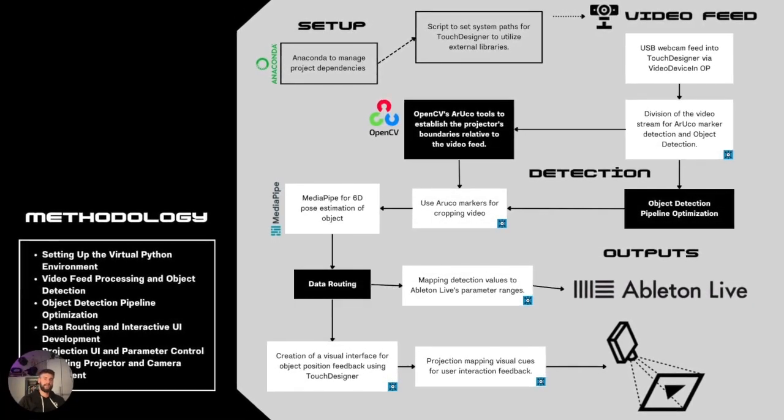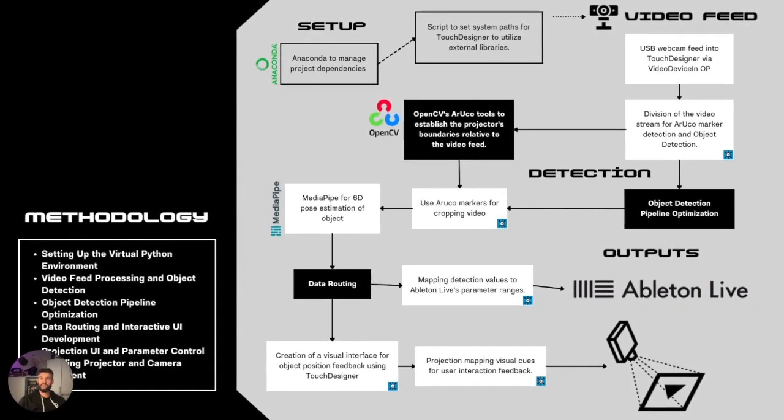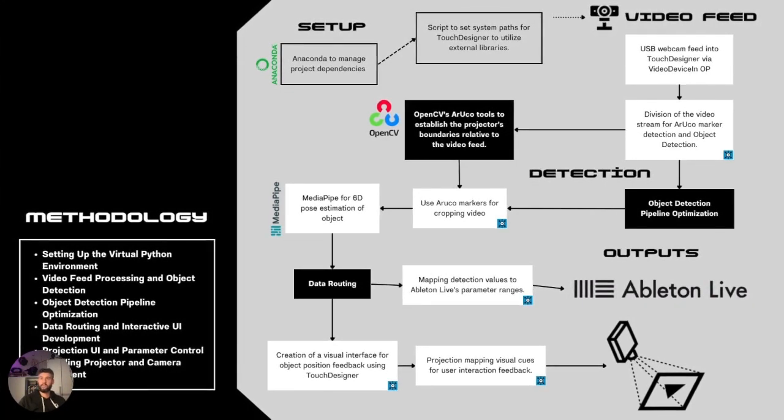Next, we have the methodology of how we set up this project. First, we use Anaconda to manage project dependencies such as OpenCV, MediaPipe, and Python versioning. Then we have a configuration script to set the system paths for TouchDesigner to utilize external libraries like OpenCV and MediaPipe. Next, we have our video processing and object detection pipelines.